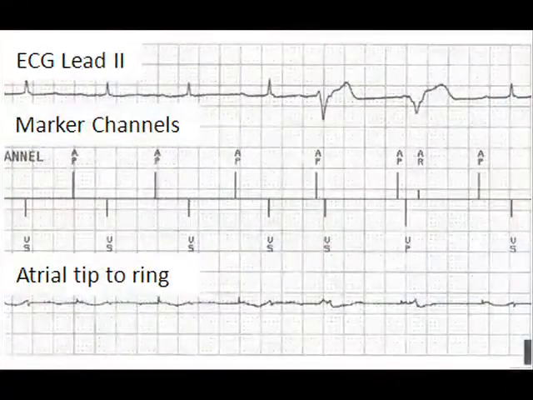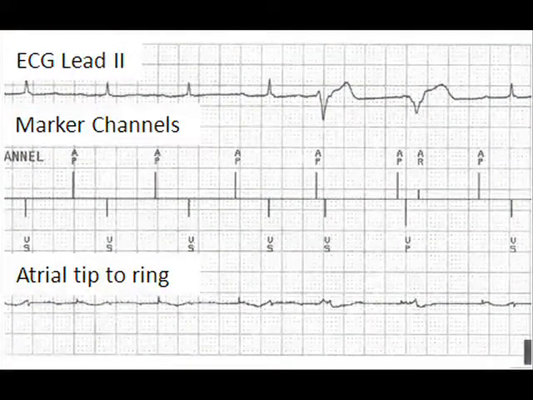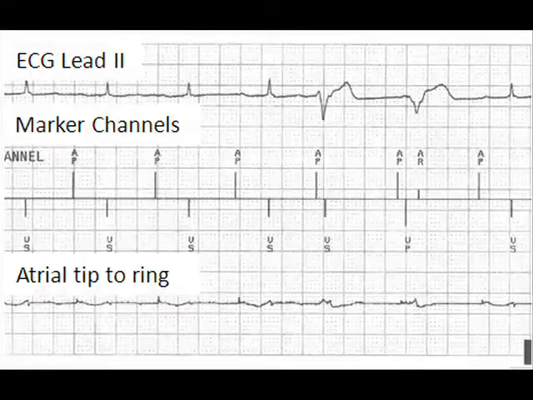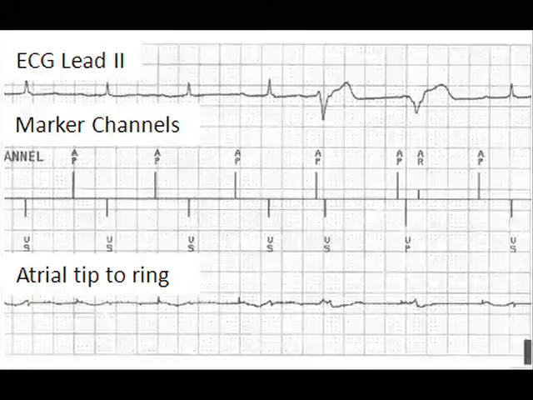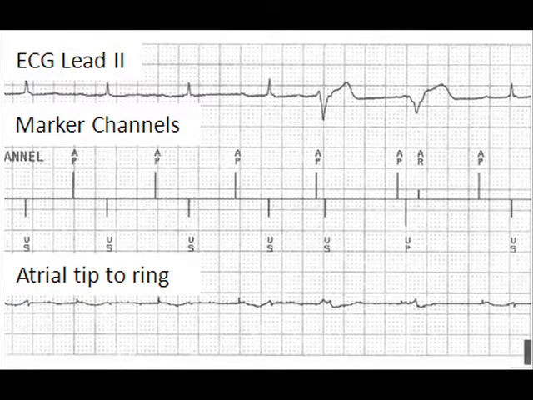Here the rhythm shows atrial pacing and ventricular sensing for 4 beats. The 5th beat is a PVC, which the VS demonstrates. The 6th beat is atrial and ventricular pacing, and the AR reflects far-field R-wave sensing on the atrial lead.